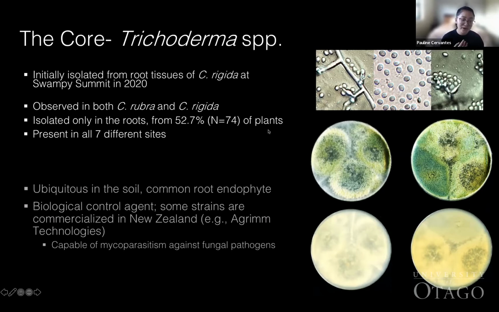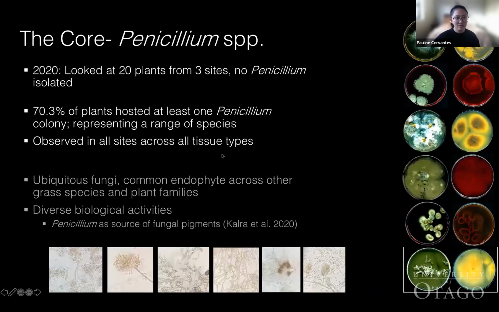So Trichoderma is a very well-studied soil-borne fungus, and they're known to colonize plants as a root endophyte, and some strains have been applied as a biological control agent in many scenarios. One example has actually been commercialized here in New Zealand, Kiwivax, which was developed at Lincoln University, and has been used as a control agent against PSA in kiwifruit. And it's also capable of parasitizing hyphae in fungal pathogens like Botrytis, whilst also promoting plant growth.